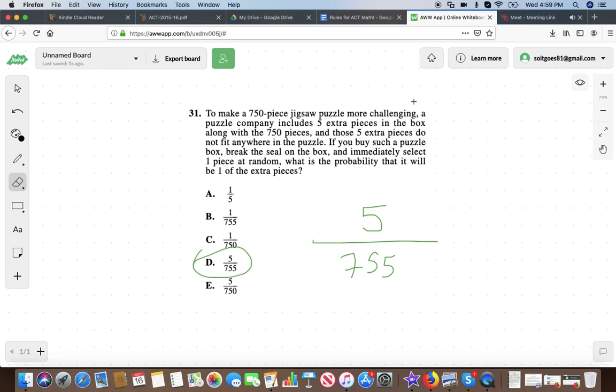That's not bad, is it? No. I think it's honestly like a reading question, just being comfortable with the situation they're describing. But once you understand that, then it's pretty straightforward. You have to recognize we're talking about 755 pieces total, and not just 750. Any questions about that? No.